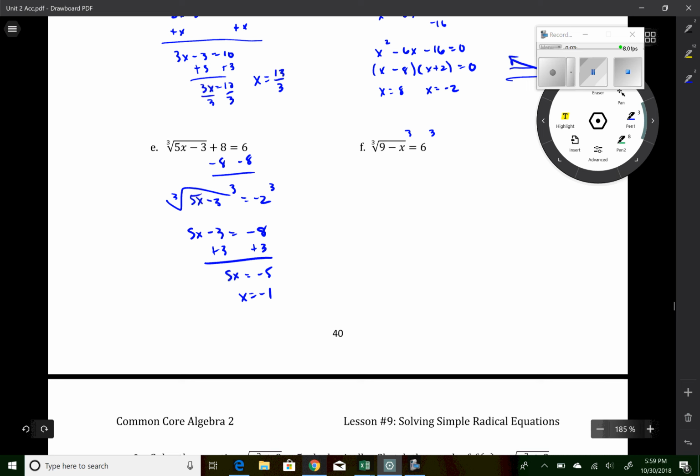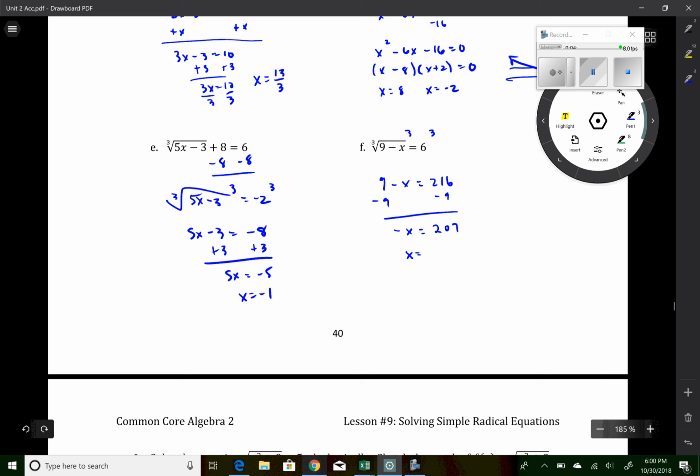Same thing for f. We'll cube both sides here. So we have 9 minus x is equal to 6 cubed, which is 216. Subtract 9 from both sides. I have negative x is equal to positive 207, sorry, having a brain fart here.